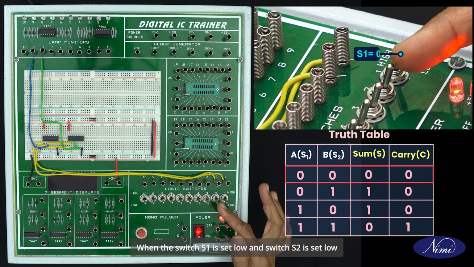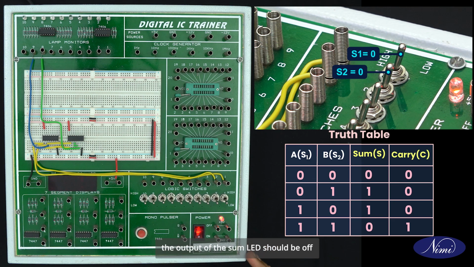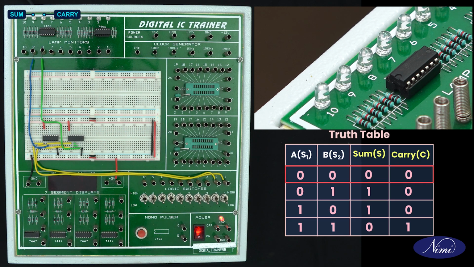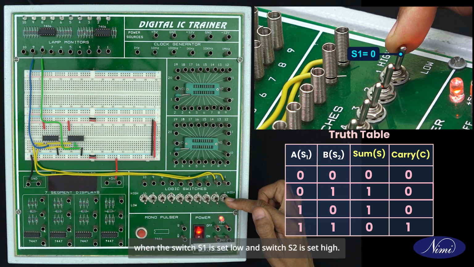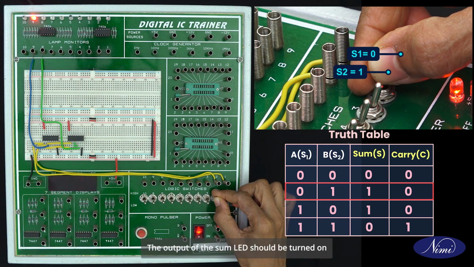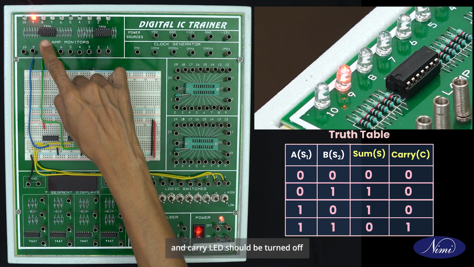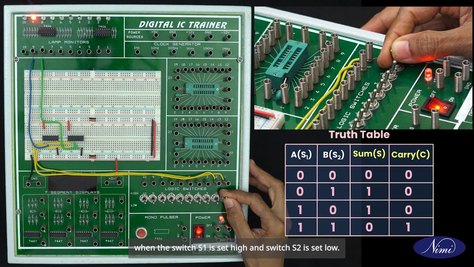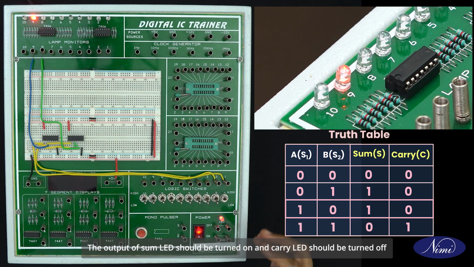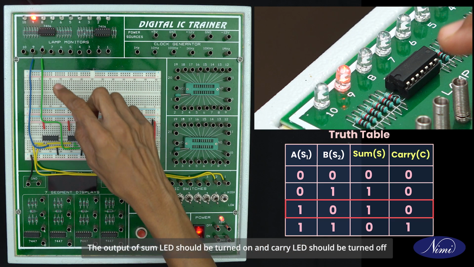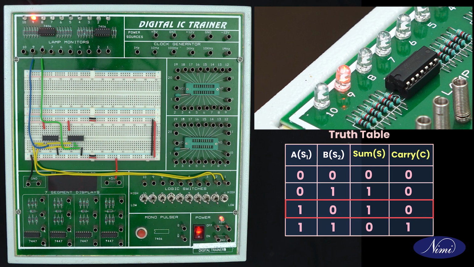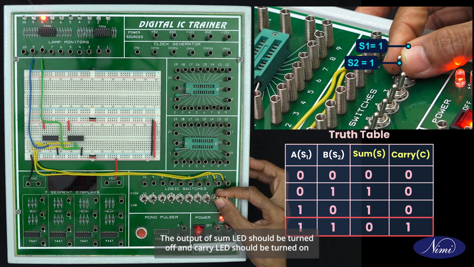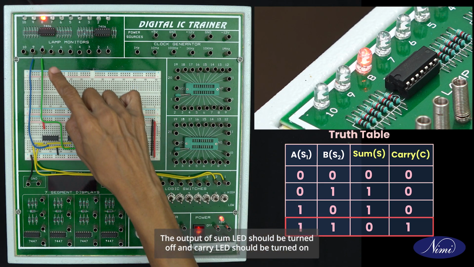When the switch S1 is set low and switch S2 is set low, the sum LED should be off and the carry LED should be off. When S1 is set low and S2 is set high, the sum LED should be turned on and the carry LED should be turned off. When S1 is set high and S2 is set low, the sum LED should be turned on and the carry LED should be turned off. When S1 is set high and S2 is set high, the sum LED should be turned off and the carry LED should be turned on.